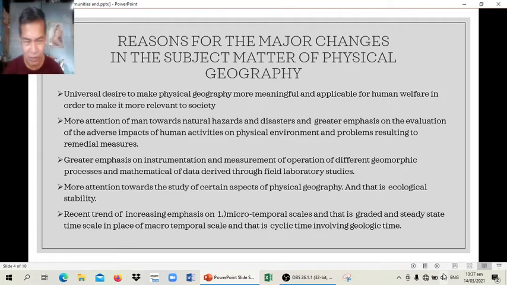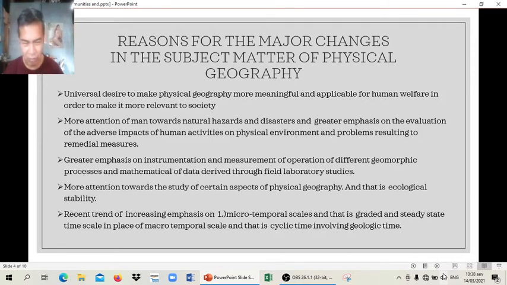The greater emphasis on the instrumentation and measurement of operation of different geomorphic processes and mathematical data derived through field and laboratory studies. Doon din po mauuwi sa pag-aaral, and more attention towards the study of certain aspects of physical geography, and that is ecological stability. Matatag na ecology ang meaning, ang kauwian natin. That's the very purpose of physical geography.